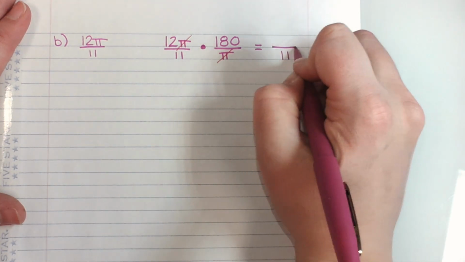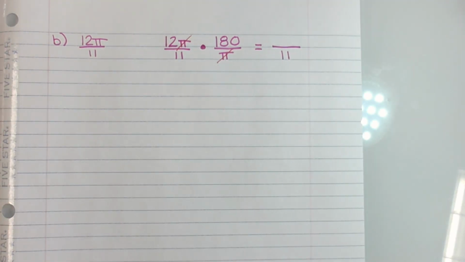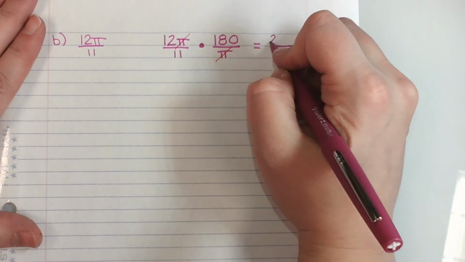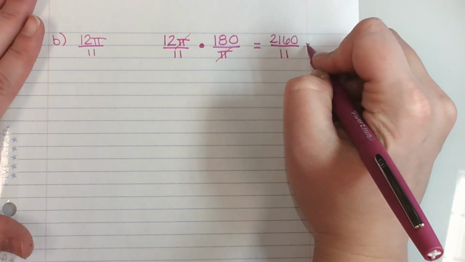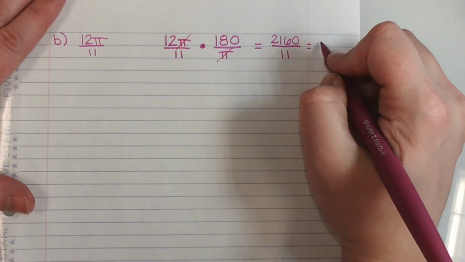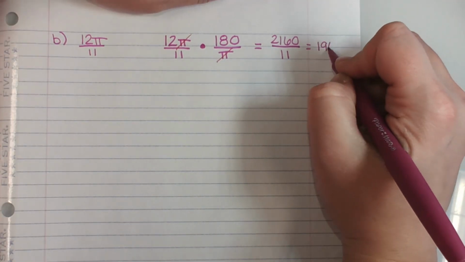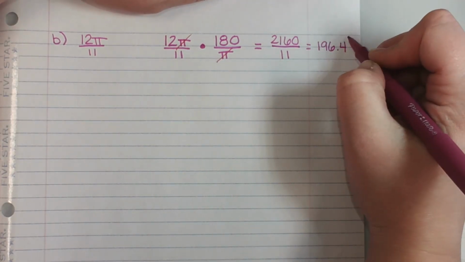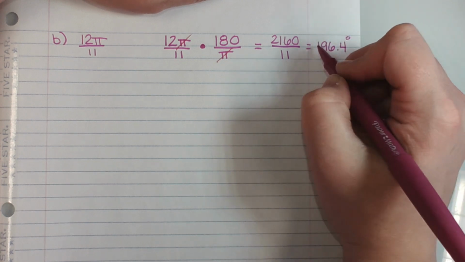Okay, 11 on bottom, 12 times 180. 2160. Do we leave degrees as fractions? No, we divide them. 196.4. Don't forget to put the degree.